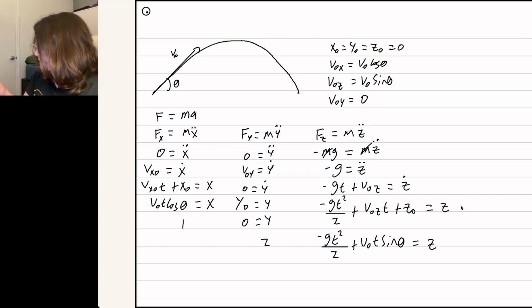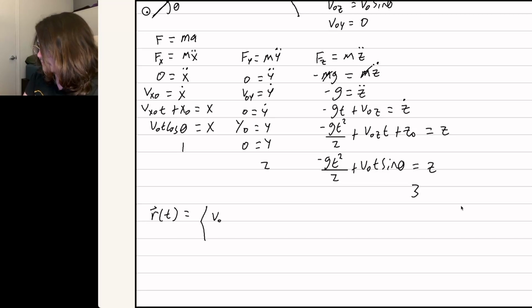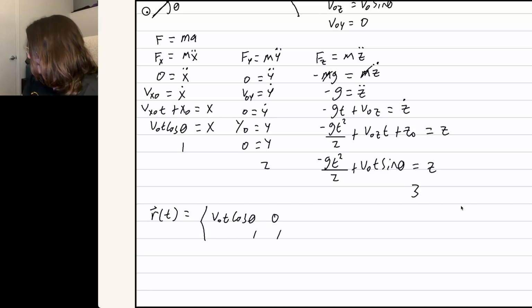Now you have the equation of motion in three directions. To put it into a vector, you would just do vector r as a function of time, and then in vector notation, the x was v naught t cosine theta, y was 0, and z was v naught t sine theta minus gt squared over 2. It's kind of a gross one.